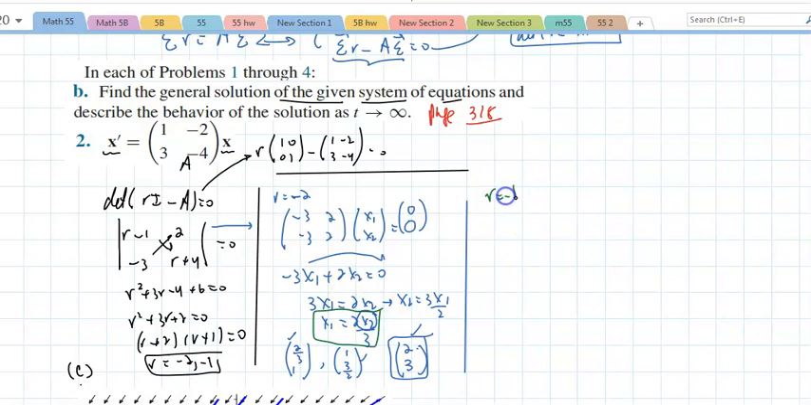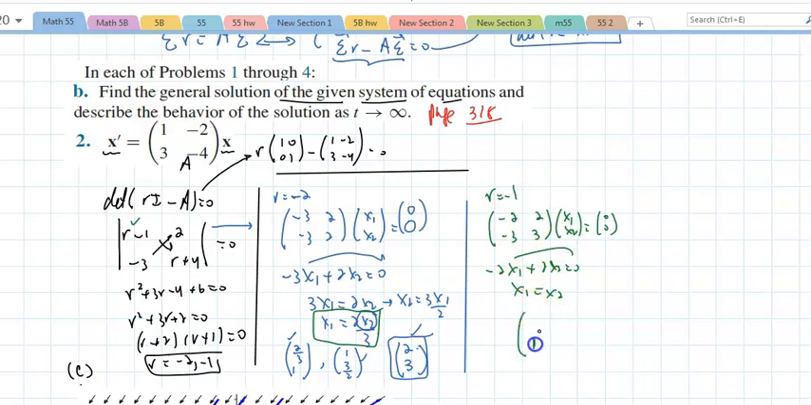And if I take r equal negative 1, then I'm looking at, if I put a negative 1 there, negative 1 minus 1, that is negative 2, 2, negative 3, 3, x1, x2 equals 0, 0, and that means negative 2x1 plus 2x2 equals 0. So that means x1 equals x2. Here it's very simple. Whatever x2 is, x1 is. And that would be the span of that.